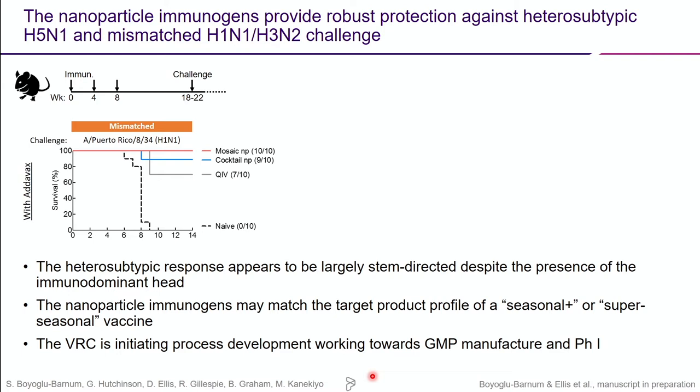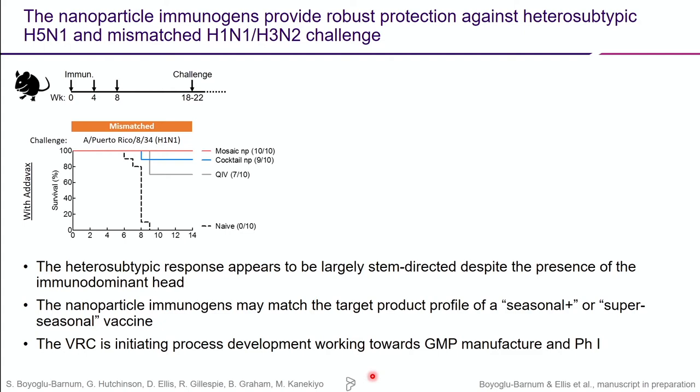And really, when we think about this as a vaccine, this is not a true universal vaccine. This is not neutralizing every strain out there. But this is what you might think of as a seasonal plus or a super seasonal vaccine that may not require annual vaccination, but maybe it's every 3 years or every 5 years. And there's no bad years if you get a slight mismatch to the circulating strain. And so the VRC is manufacturing this vaccine and moving it towards a phase one trial that we're hoping to initiate in April of next year.